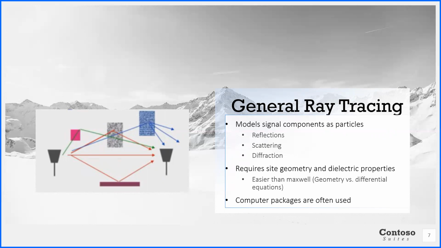In this model, reflections generally dominate the transmission. Finally, general ray tracing requires site geometric and dielectric properties, but it is considered to be easier than Maxwell. And for this model, computer packages are also often used.